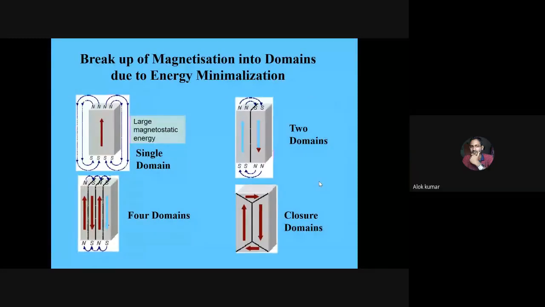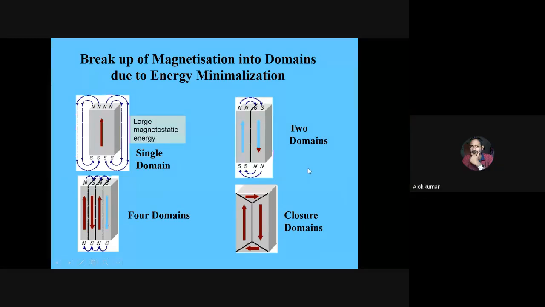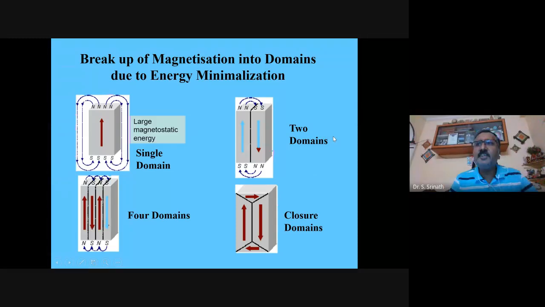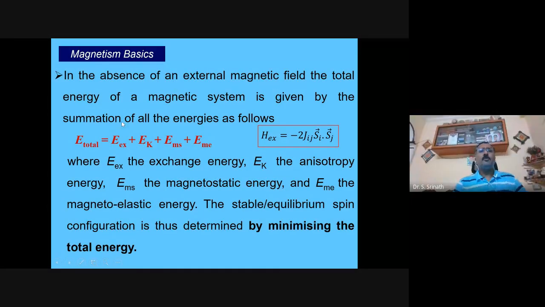Sir, we are talking about magnetic energy. What is magnetic energy? Okay. See, when I say magnetic energy, it's like Zeeman energy. What is the Zeeman energy? Minus mu dot B. So the total energy of the magnetic system arises because of different contributions, which essentially determine the spin orientation. That is what I'm talking about.